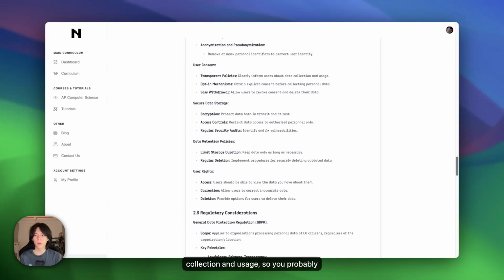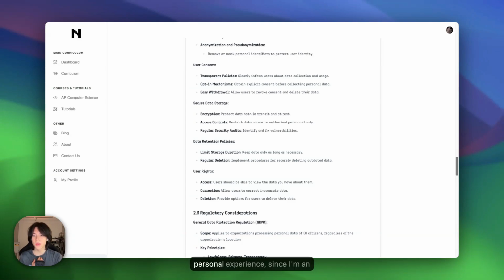So you probably see, when you go to a website, it always asks whether you allow the website to collect cookies or different data, and to give your consent permission to give some of your data to the company so they can track and make some decisions based on that. Once again, it's very important to include transparent policies and easy withdrawal, so allow users to revoke consent and delete their data, such as delete account.